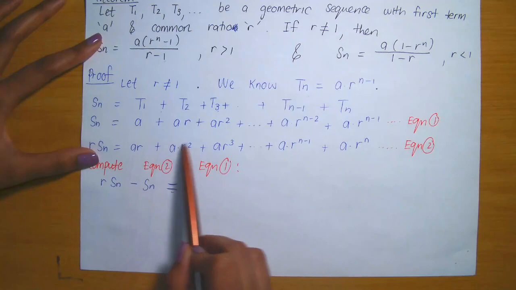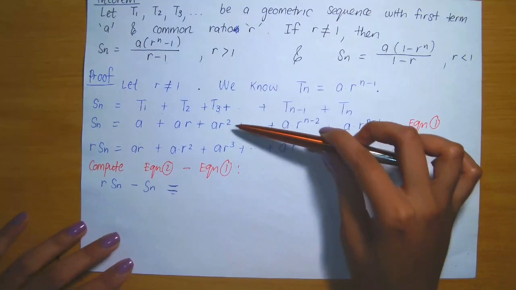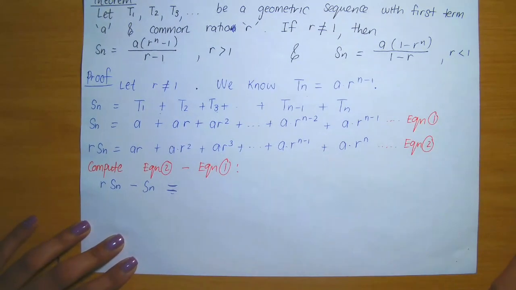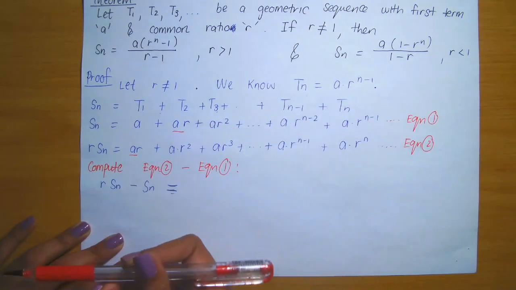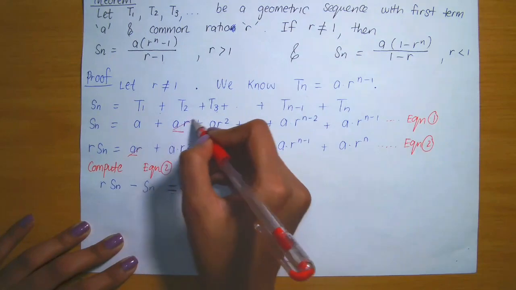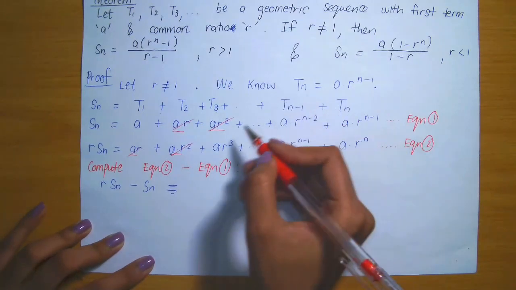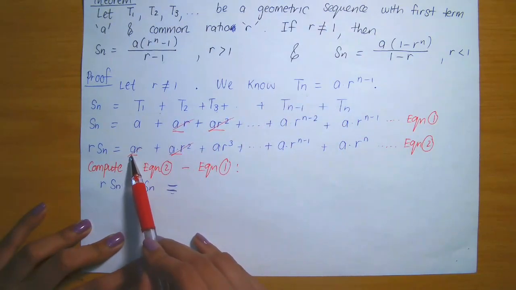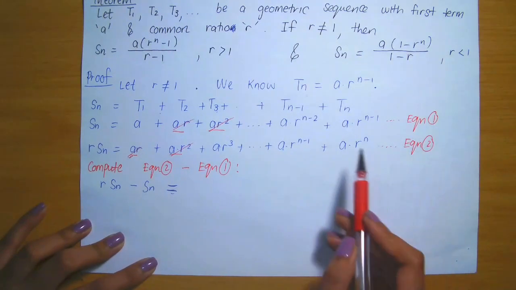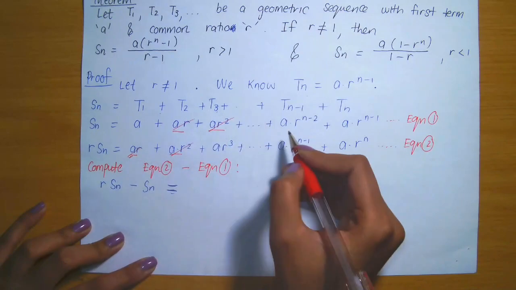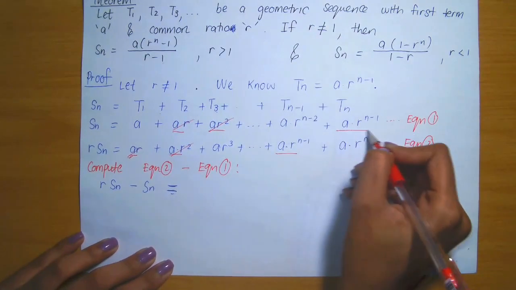Now we need to focus on the terms on the right hand side of the equality. If we're taking this and subtracting away those terms, let's find out if there are any common terms. Observe we have ar and ar. So when equation 1 is subtracted from equation 2, these terms will cancel. I then have ar squared and ar squared, so once again that's going to cancel. And notice that all terms from ar up to a times r to the n minus 1 will then cancel.